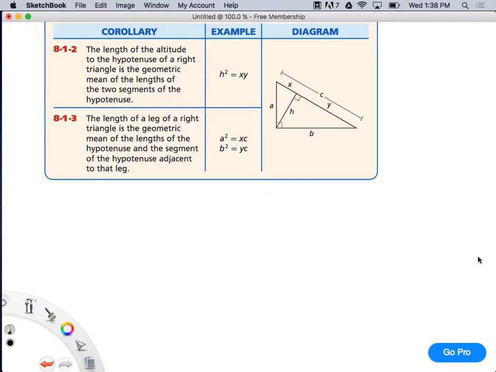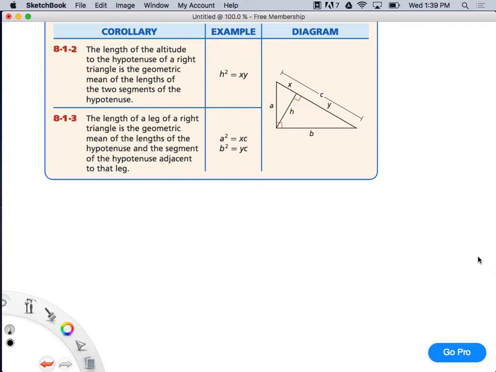So, first off, h squared equals x times y. So this squared equals this times this. Which way? H, you see the altitude? This is the altitude. You see how the altitude breaks the hypotenuse into two line segments, x and y? Well, if I square h, then h squared is equal to the product of the lengths of those two line segments. That's what we just found. Does that make sense to you guys?